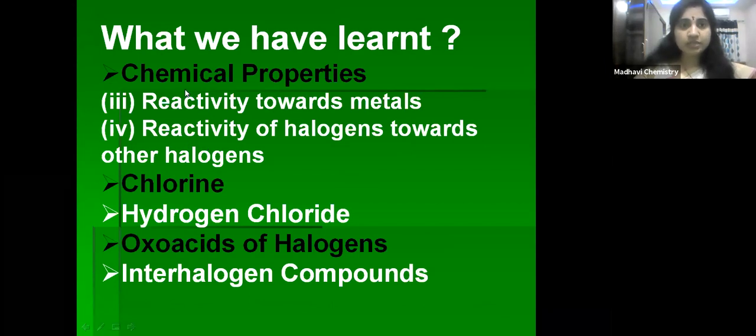Now what we have learned: in chemical properties we have discussed reactivity towards metals and reactivity of halogens towards halogens, called interhalogen compounds. Chlorine preparation, properties and uses we have discussed today, and hydrogen chloride preparation, properties and uses, and oxoacids of halogens, their structure also we have seen, and interhalogen compounds, preparation, properties and their structure, and their uses also we have discussed. So these are the subtopics that we have discussed in 17 group elements, children. If you go through these important questions, definitely you will get good marks.